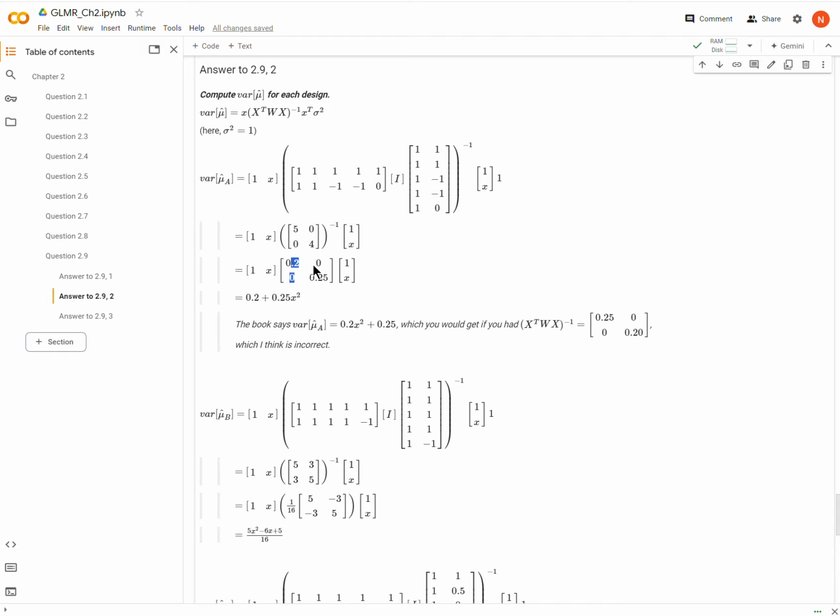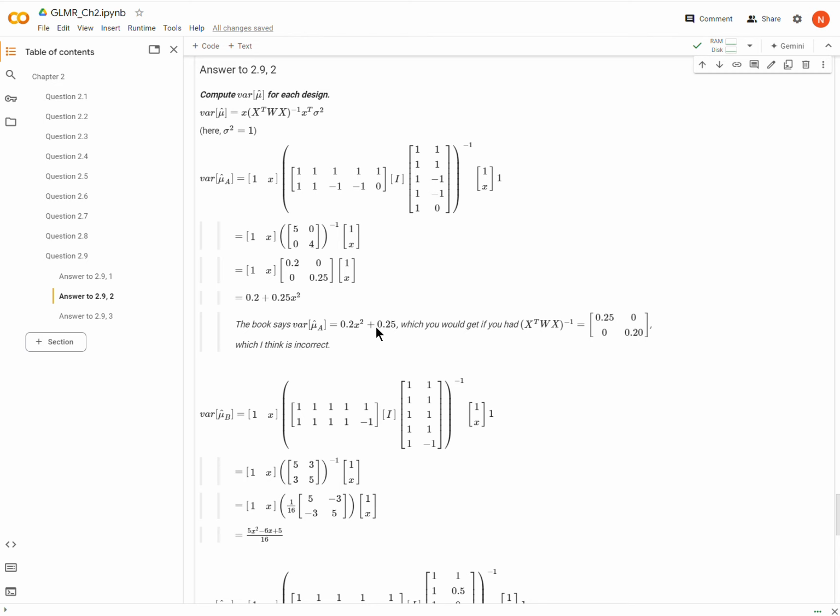But anyway, the inverse should be this, and then we just matrix multiply through the 1 over x, and then again the 1x here, and we should come out with an expression that looks like this. Now the book gives a slightly different answer. It gives, instead of 0.2 plus 0.25x squared, it gives 0.2x squared plus 0.25.